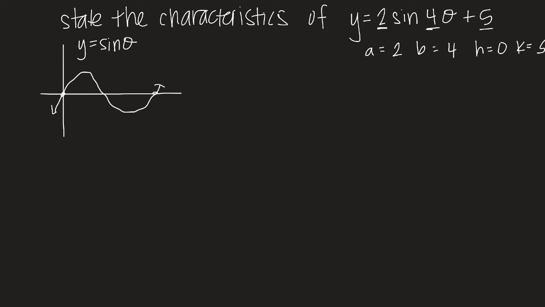So let's start with the amplitude. Amplitude is the absolute value of A. It's how much the vertical stretch or compression is of the graph. So it'd be absolute value of 2, which is just 2. So that's telling us that this goes up to 2, down to negative 2.